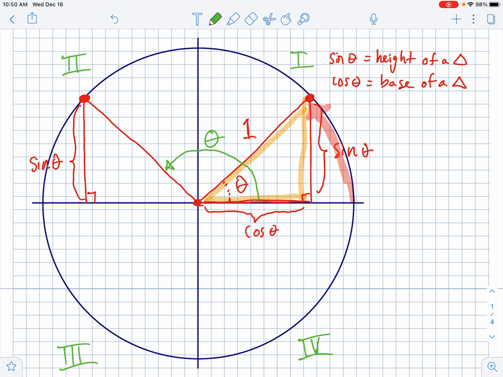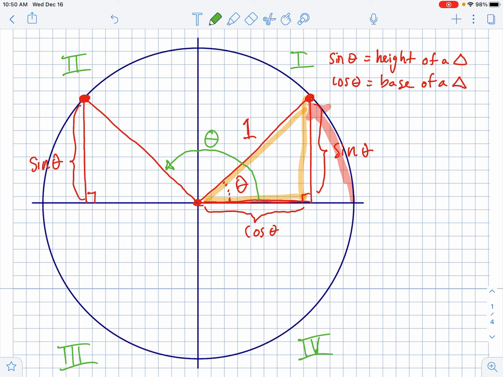So that is not the same theta. I should use a different letter. Well, no, we'll say it's theta, but this red theta and the green theta would be different numbers. But they would have the same sine value because both of those triangles have the same height.